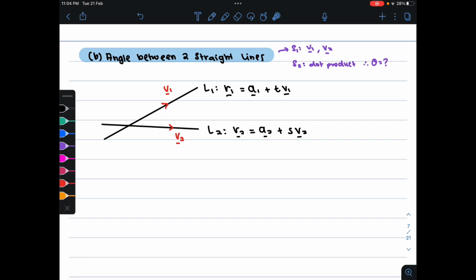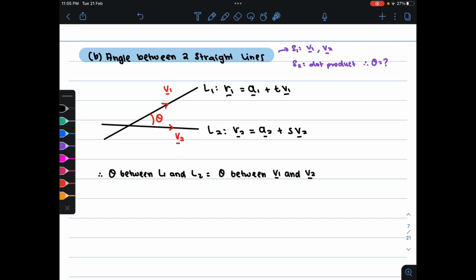So make sure when you draw the vectors, both vectors must go out. And hence we can find the theta between the two vectors. So we want the angle theta between L1 and L2. And note that it is the same as the angle theta between v1 and v2.